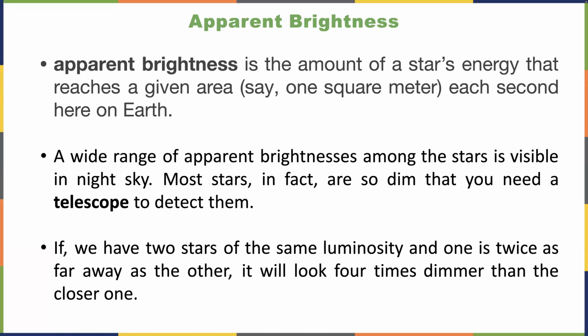Now, when you talk about the apparent brightness, this is where the sun comes into play. The apparent brightness of the sun is higher because it's closer to us. When it is closer, you get more light from it. So the apparent brightness is defined in that way.